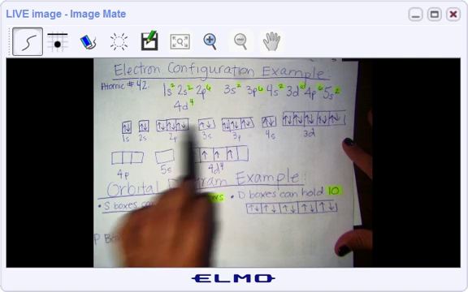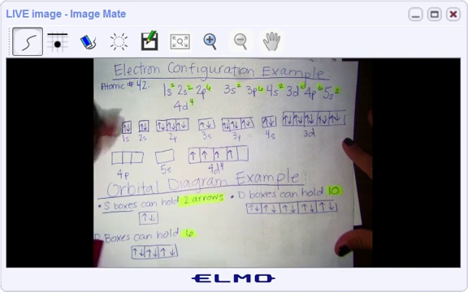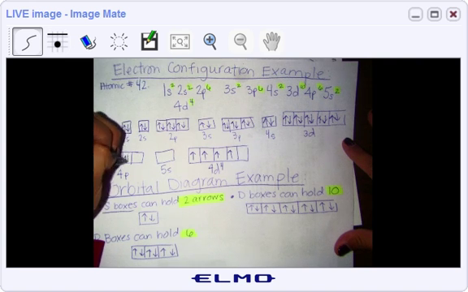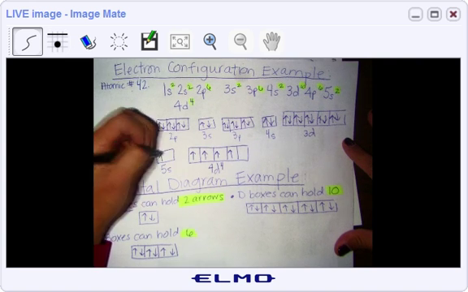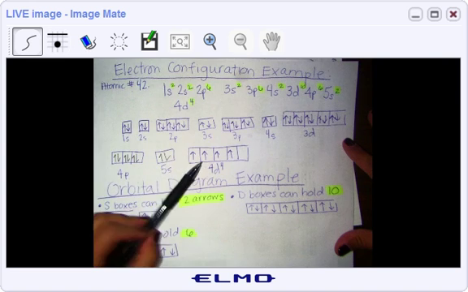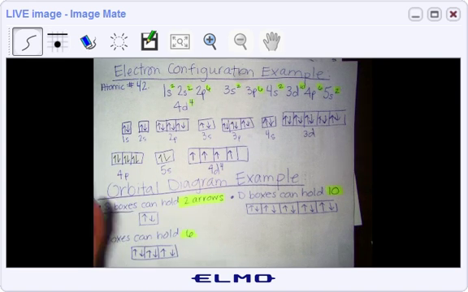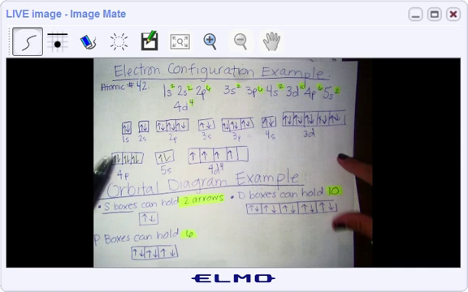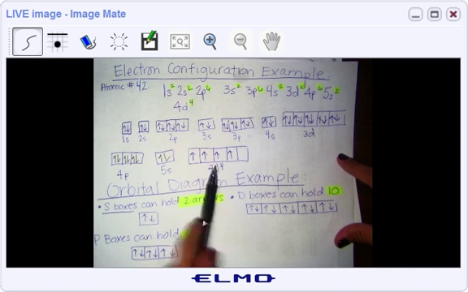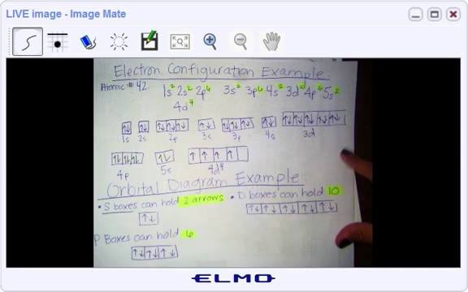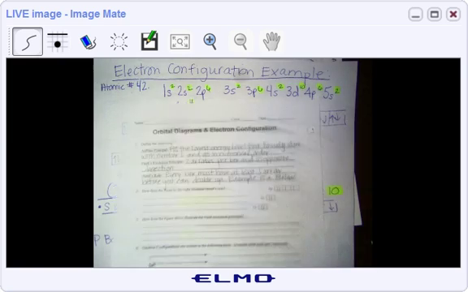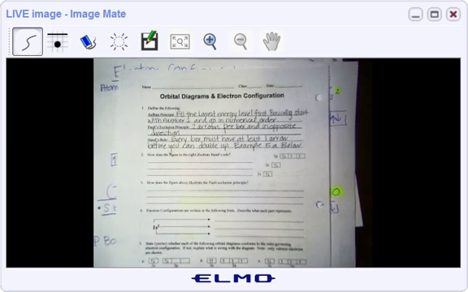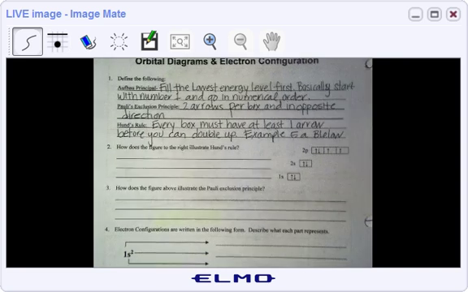Where all these boxes and the arrows are, this is called orbital diagram. When you see boxes or when you hear the word diagram, I'm sure you think of a picture. So just know that the pictures are called orbital diagrams. We'll start off with this worksheet right here. You're also going to need a periodic table.